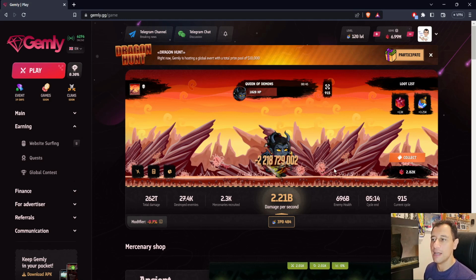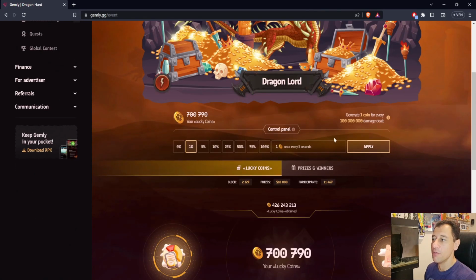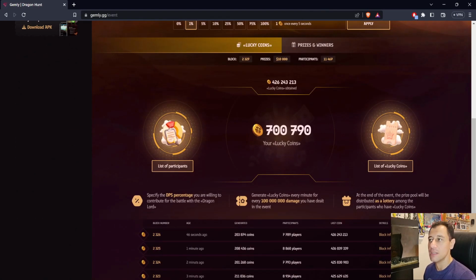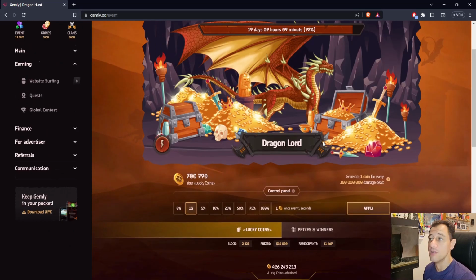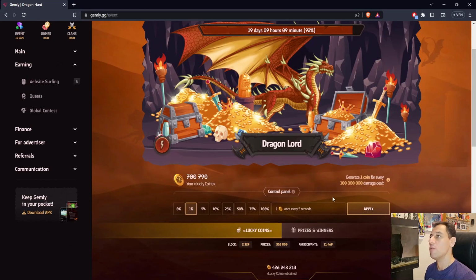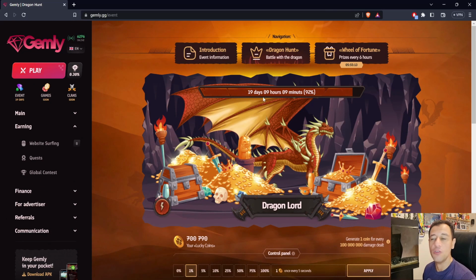It's totally flexible. If you actually decide to drop out of the event, then you won't lose all the lucky coins that you have managed to accumulate, okay? So at the moment, for example, I've got 700,000 lucky coins. I'm not going to lose those if I decide to go to zero. Then I'll join in another few days again, okay?